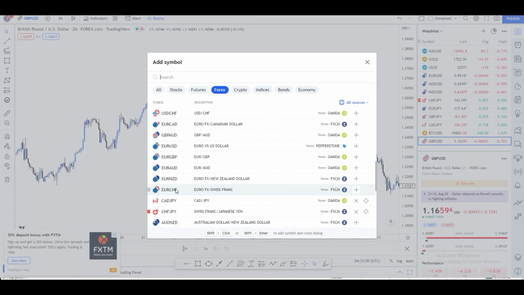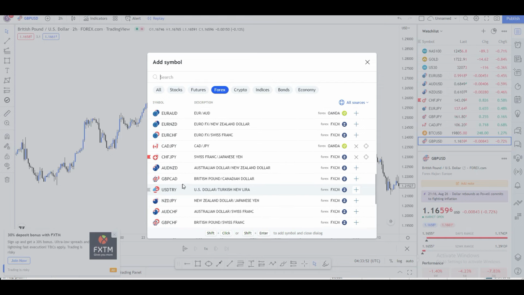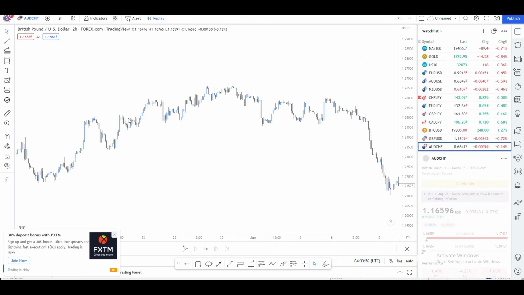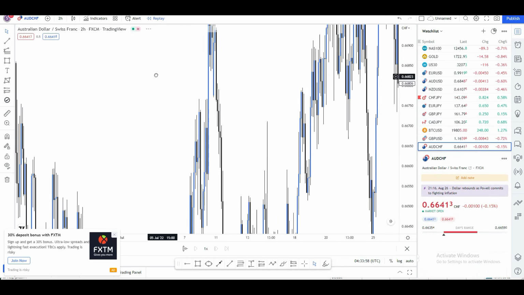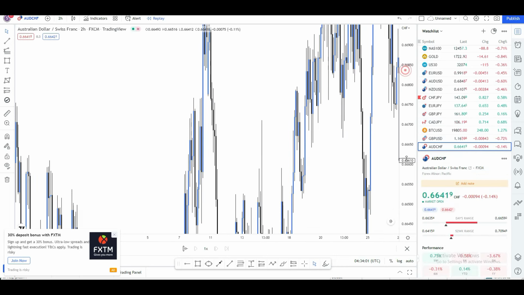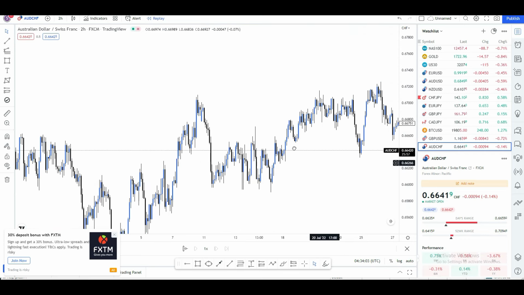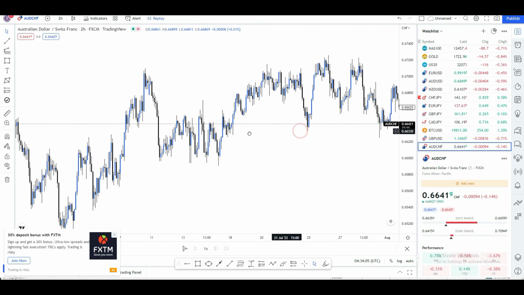All right. So we're going to look for other examples on pairs like AUD, CHF, and see if we can identify what we just looked through right now on the market.